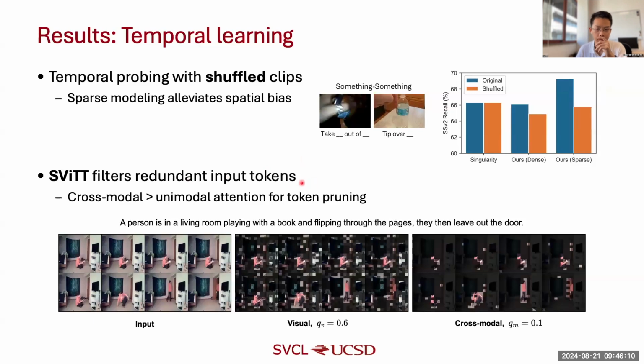By the way, we also showed how the node sparsity step in SViT helps identify redundant input tokens. You can see that the token map produced by cross-modal attention in the fusion encoder is much cleaner and more accurate than using visual attention alone.